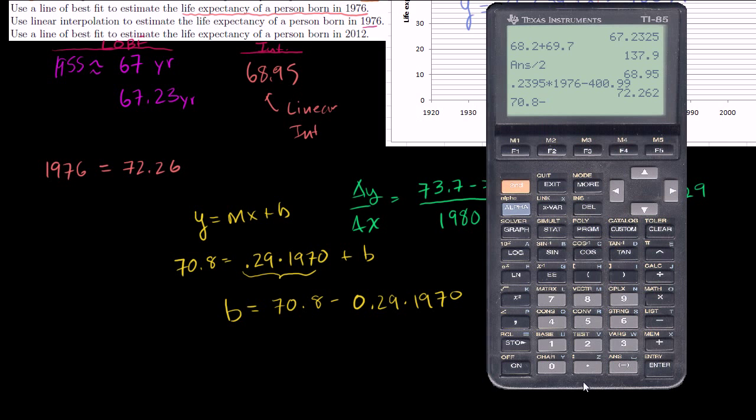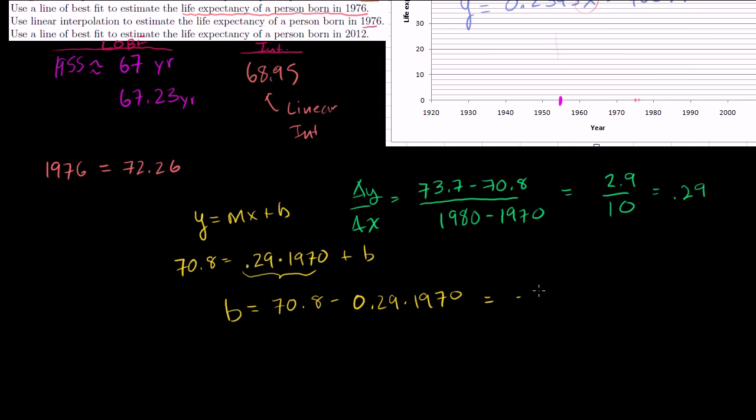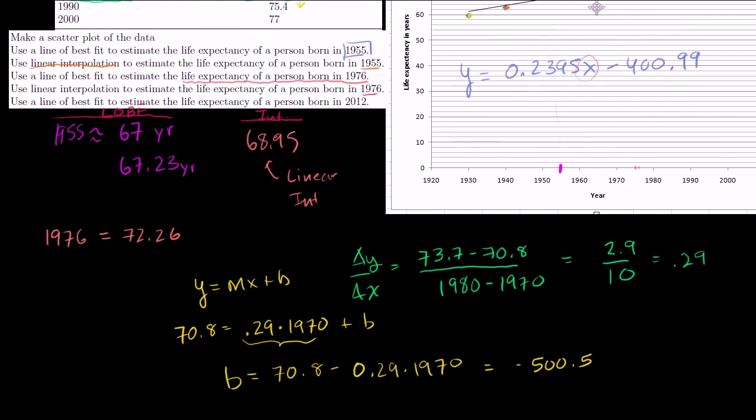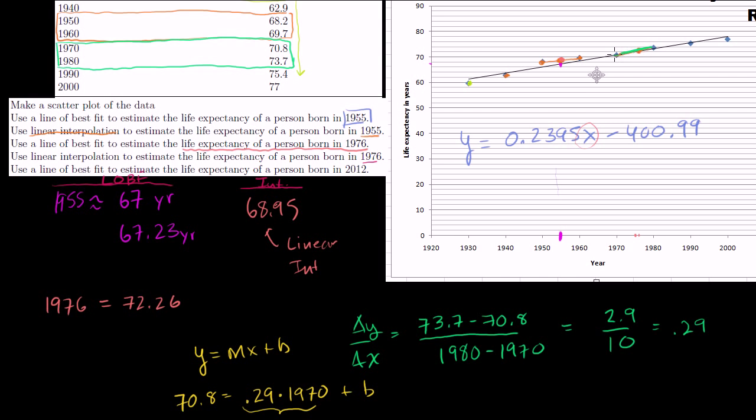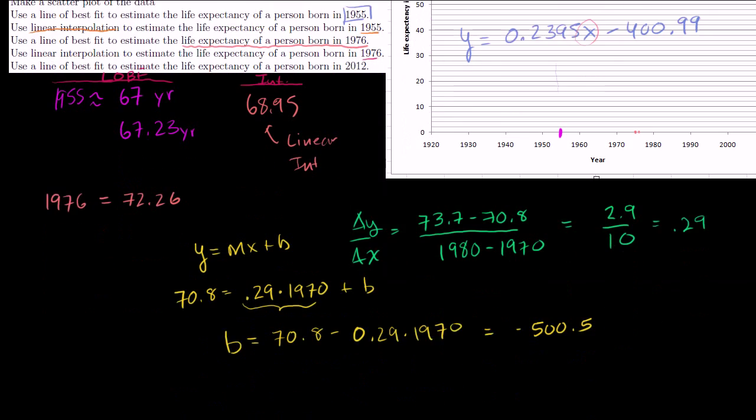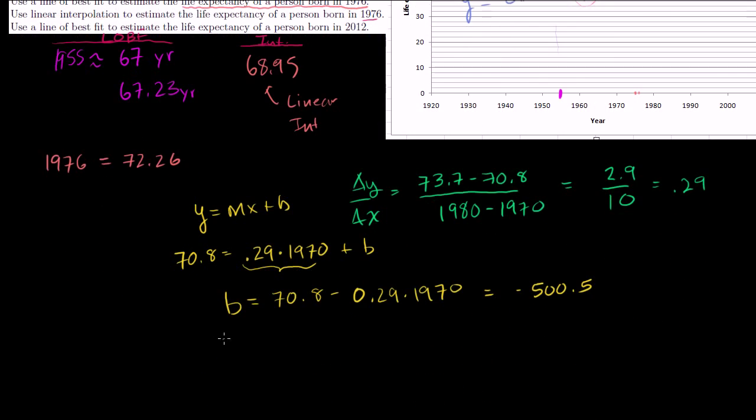70.8 minus 0.29 times 1970 is equal to minus 500.5. So this is equal to negative 500.5. So the equation of our interpolation line, remember, we're just finding the equation of this line between 1970 and 1980, is y is equal to 0.29x minus 500.5.